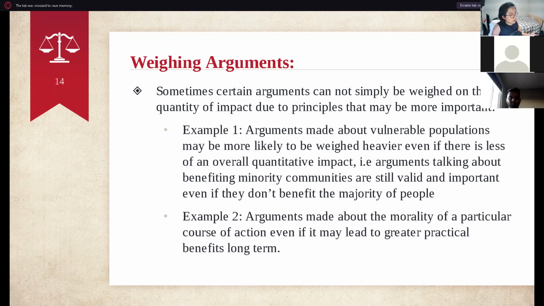So you can't just let teams get away by saying, well, we benefit more people, therefore, blah, blah, blah. They have to prove why the specific stakeholders they're identifying are the most important stakeholders in the round. And in my document about how to judge, you'll see more details as to how to evaluate that. But you have to make sure that teams are really justifying why we should care about certain groups more than others. The second is arguments about the morality of a particular course of action, even if they lead to greater practical benefits in the long term.